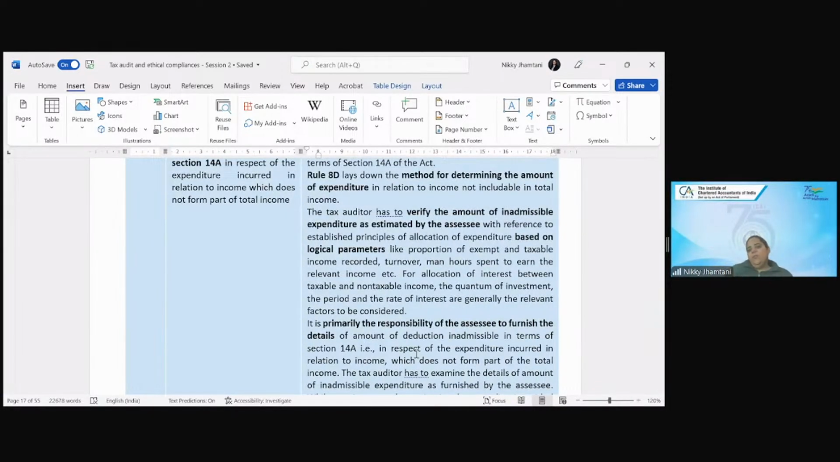with reference to established principles of allocation of expenditure based on logical parameters like proportion of exempt and taxable income recorded, turnover, man hours spent to earn the relevant income. For allocation of interest between taxable and non-taxable income, the quantum of investment, the period, and the rate of interest are generally the relevant factors which are to be considered.